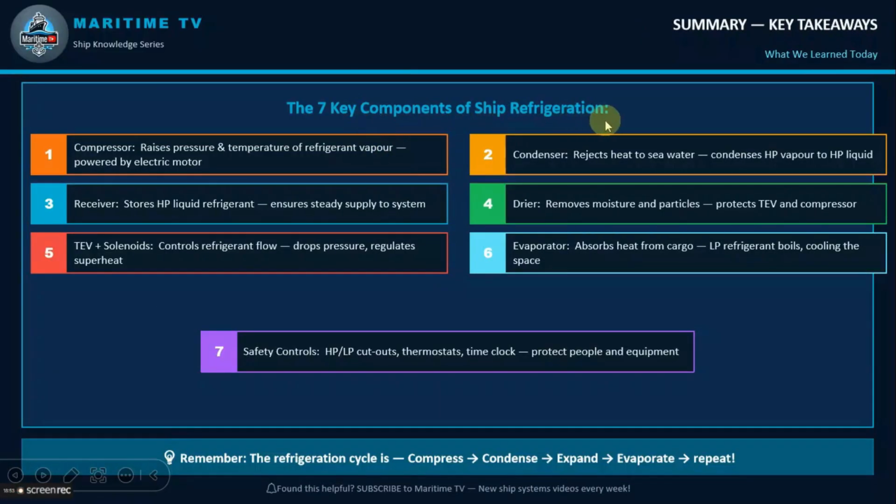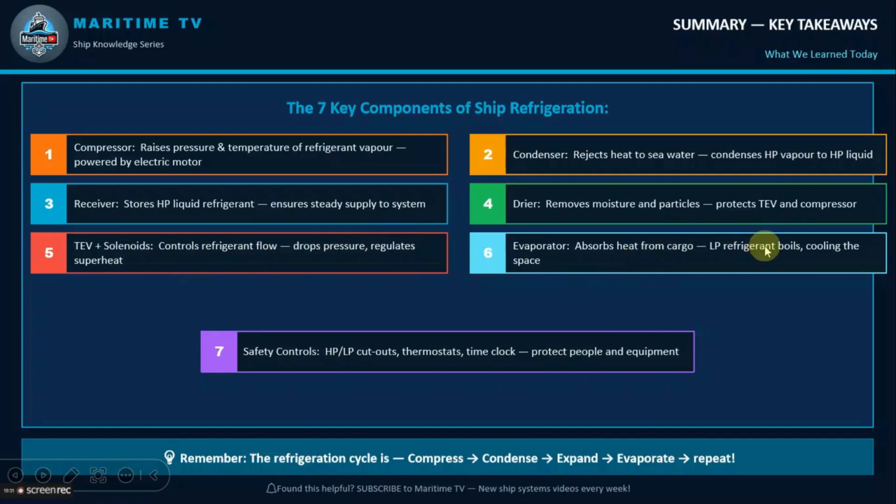The key 7 components of ship refrigeration. So this was a summary for our presentation. Compressor raises temperature and pressure of refrigerant vapor, powered by electric motor. Condenser rejects heat to seawater. Condenses HP vapor to HP liquid. So we have the receiver. This stores HP liquid refrigerant and ensures steady supply to the system. So the dryer removes moisture and particles. It protects the thermal expansion valve and the compressor. The thermal expansion valve and solenoids control the refrigerant flow, drop pressure, regulate superheat.